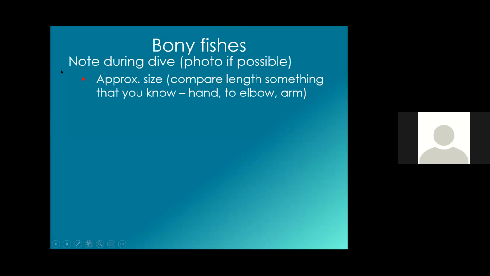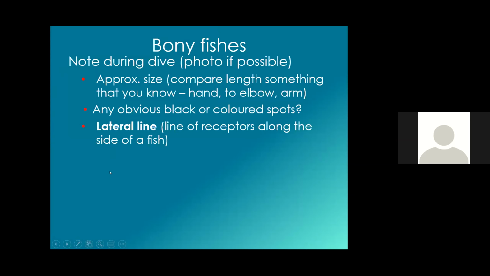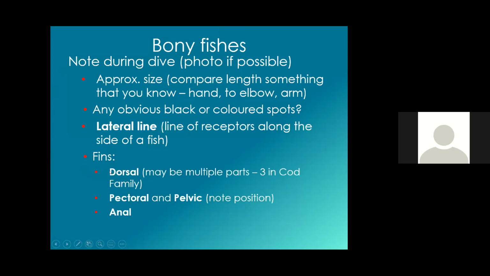So ideally during a dive, you're trying to note the approximate size. I hold up my hand. Is it the hand length, elbow length, arm length? Any obvious black or colored spots? The lateral line, is it straight or is it bent? You should be able to see it on many fish. And then noting the things about the fins. So if you see 3 dorsal fins, you can say that it's in the cod family immediately. And does it have a barbel? This is the little thing under its front jaw.